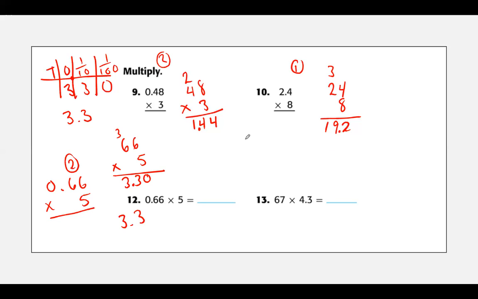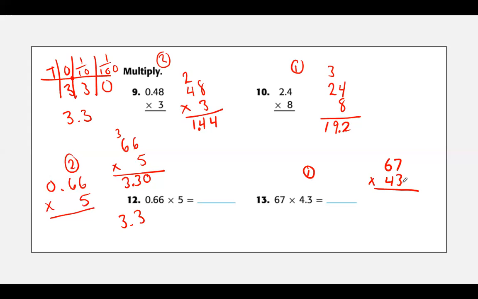Now, the last one here, 67 times 4 and 3/10. Now, I'm going to rewrite it vertically because it's prettier. And it doesn't matter how you write it, whether you put the decimal number at the top or the bottom. I'm going to rewrite it as 67 times 4.3. Okay? So that's going to make it much easier. Now, how many numbers do I have after the decimal point? I have 1. So that's where I can put my decimal point in.